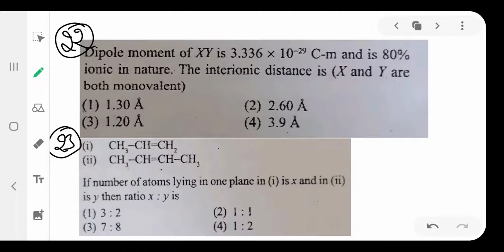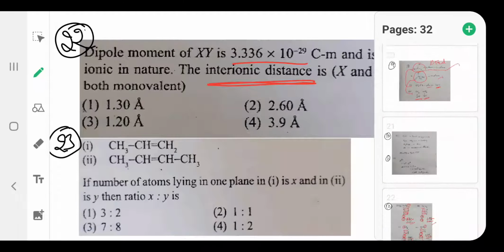Then the next question, number 22. The dipole moment of XY is given as 3.336 into 10 power minus 29 coulomb meters. The ionic character, the percentage of ionic nature, is 80%. We have to find the interionic distance, meaning the bond length. The charge is the electron charge into the ionic character, 80 by 100. Then we substitute that value in the dipole moment formula, and we get the answer.